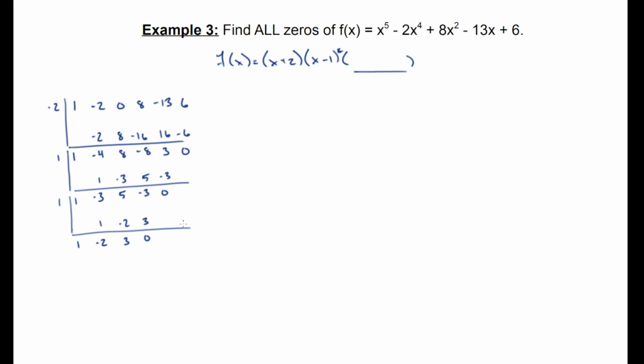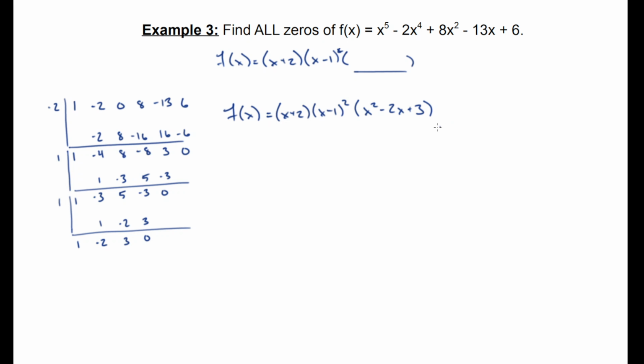Okay, marvelous. And so what we have is we factored this using my graphing calculator to find my roots, and then using my synthetic substitution to divide these all out. What I've got is f of x is equal to x plus 2 times x minus 1 squared times x squared minus 2x plus 3, which does not factor.